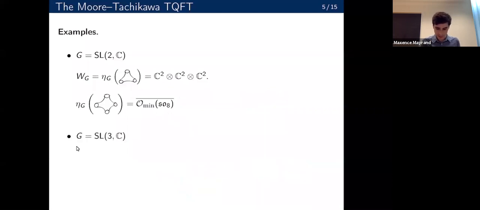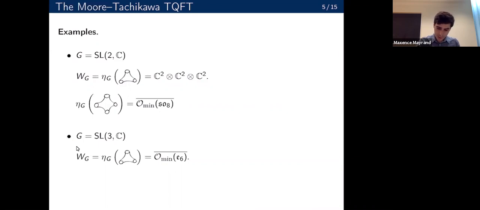And when you go to SL3, it's even crazier. So the space associated with WG now happens to be the minimal nilpotent orbit in E6. It's a bit strange that we get the exceptional Lie algebra E6 coming from SL3. So let's pause a little bit to see how strange that is.